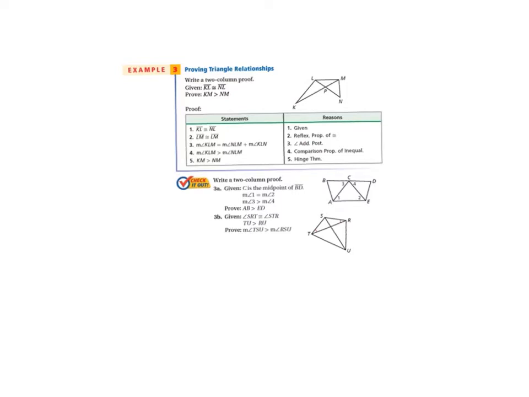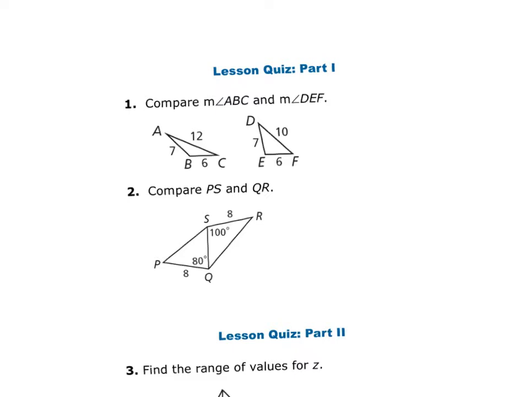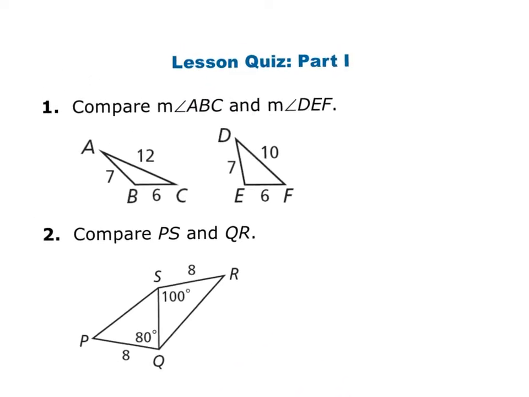So we're going to skip the proofs on this, and we're going to go straight into the quiz part 1, which is just a review of what we talked about. Number 1 says compare angle ABC and angle DEF. So I know I'm comparing ABC to DEF.